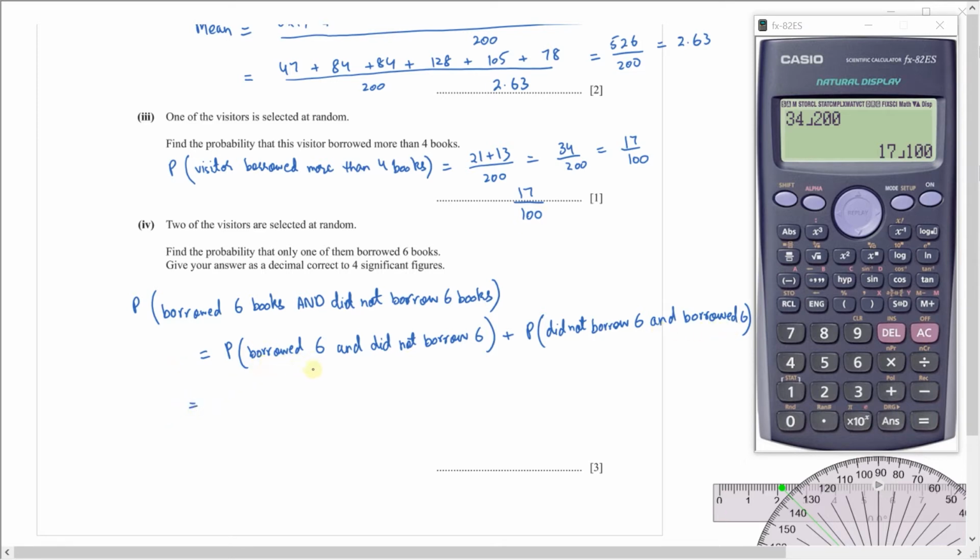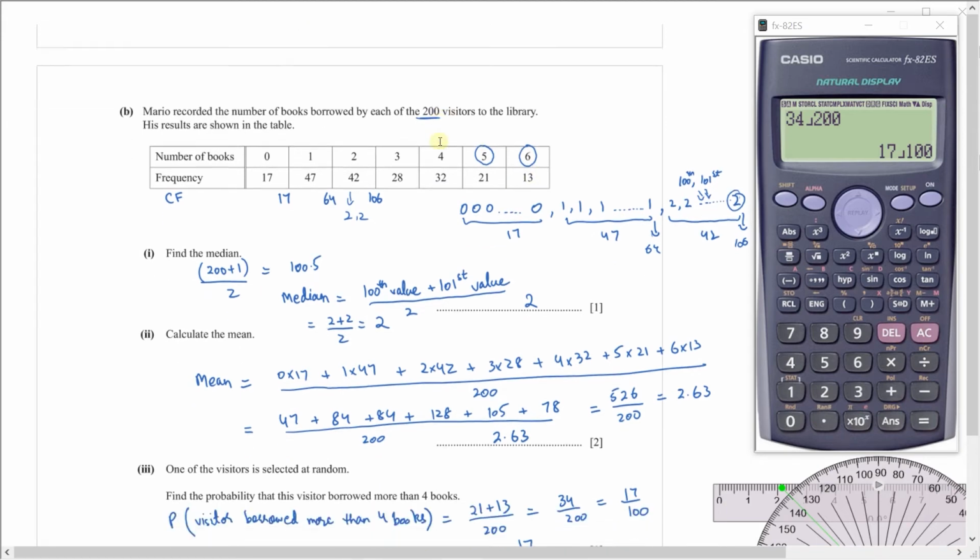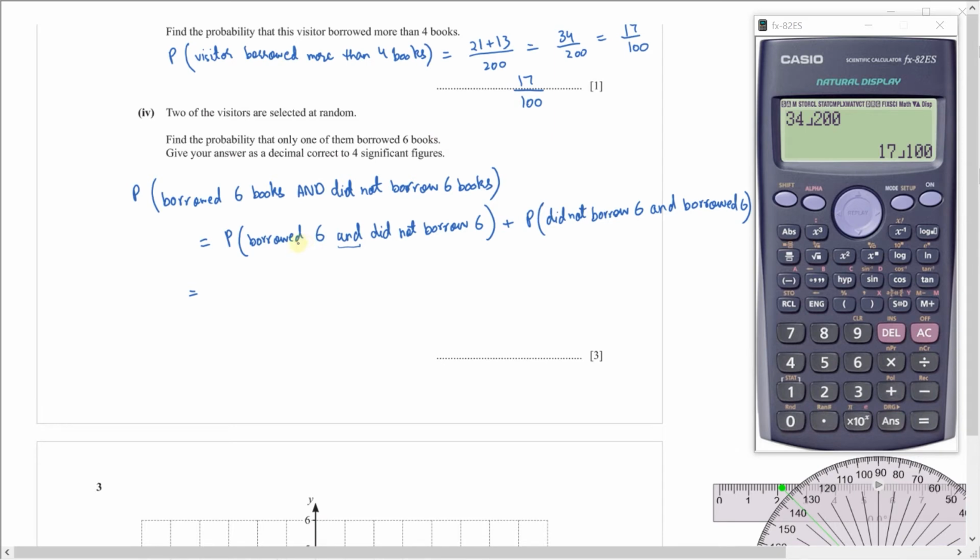So what is the probability? So this will be the probability of borrowed 6 multiplied by, because there is an "and" here, the probability did not borrow 6. So how many people borrowed 6? 13 out of 200. So the probability that the first person borrowed 6 is 13 over 200. And how many people did not borrow 6? That means every other person. So out of 200, 13 borrowed 6. So the remaining 200 minus 13 is 187. So the rest of the number of people are 187 who did not borrow 6, divided by 199.